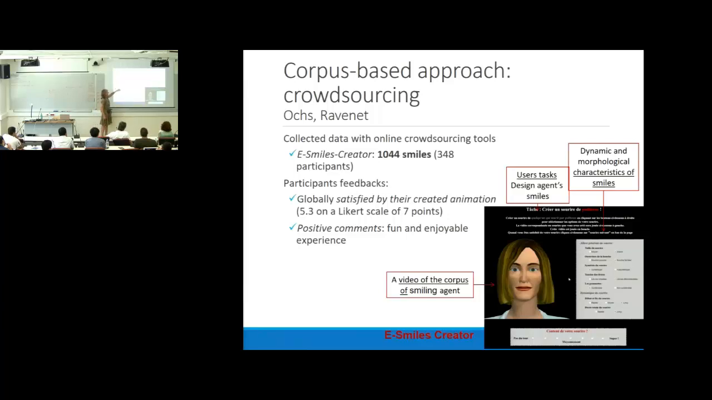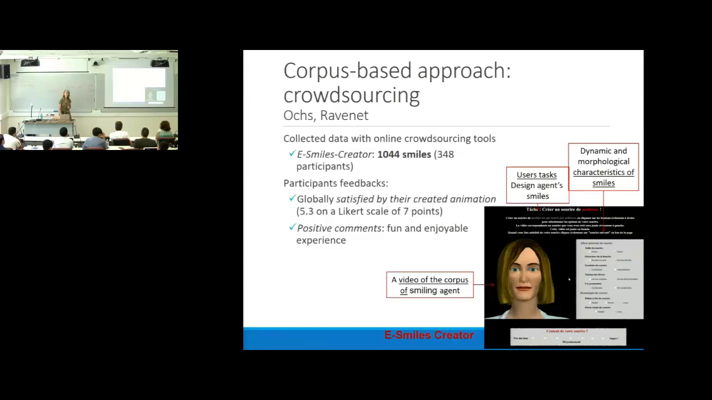We asked participants to create 3 types of smiles: happy, polite and embarrassed. That was the task they had to do, and they manipulated the parameters. In no time, we got quite a lot of smiles annotated, and people were very happy to do it. Once we had all the data, we performed some measures to find the characteristics of the different smiles.